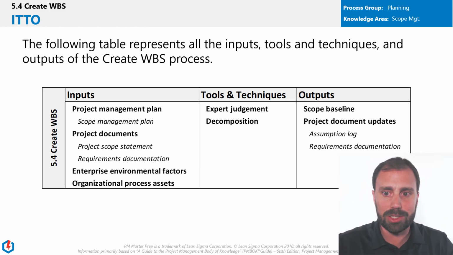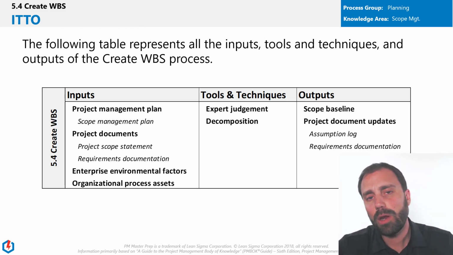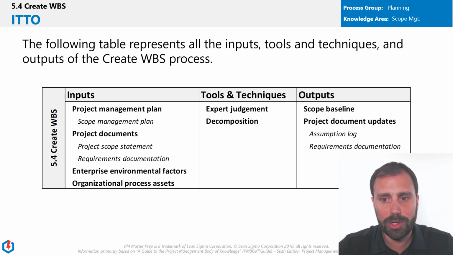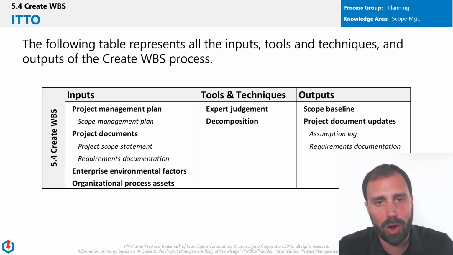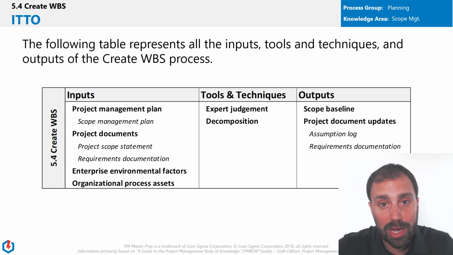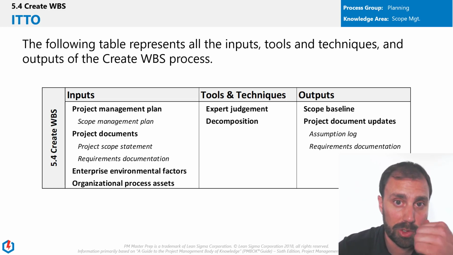Really good. So let's look at the IDO. We always start in the outputs, right? What are we trying to do here? Scope baseline. I've said it a ton of times. Scope baseline is what we're trying to do. And realize, as we go through this, you're going to update certain documents. You're probably going to update the assumption log and the requirements documentation, okay? But we're here to get the scope baseline. That is what we're trying to produce.